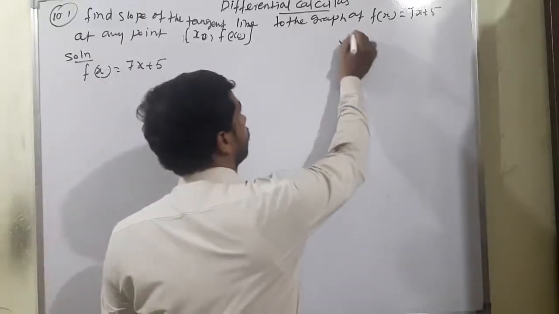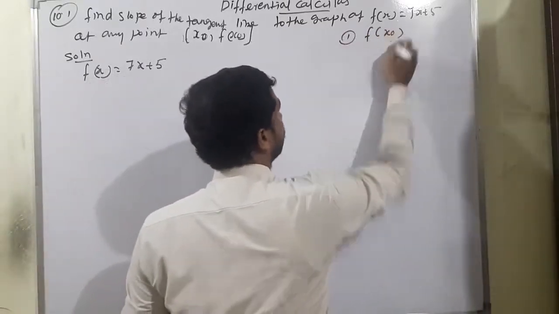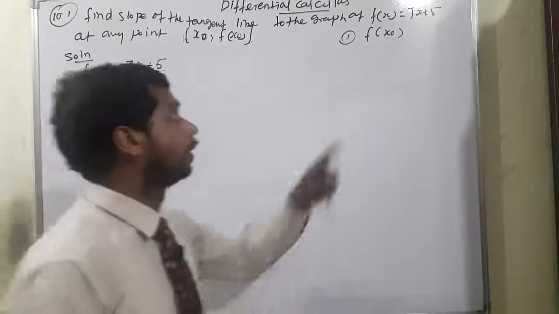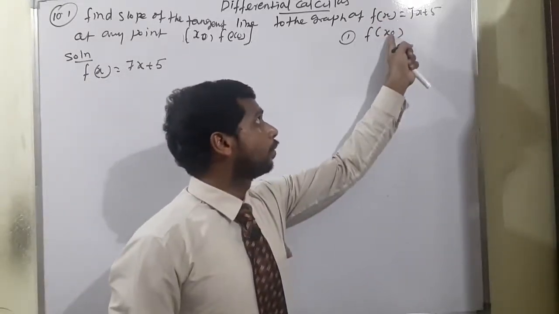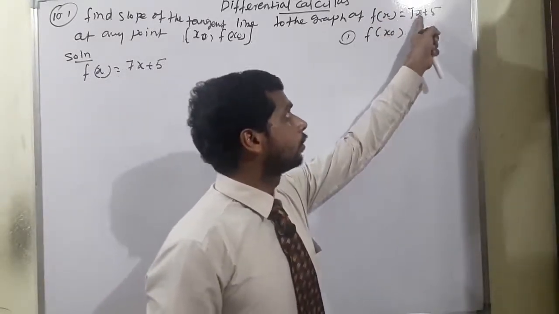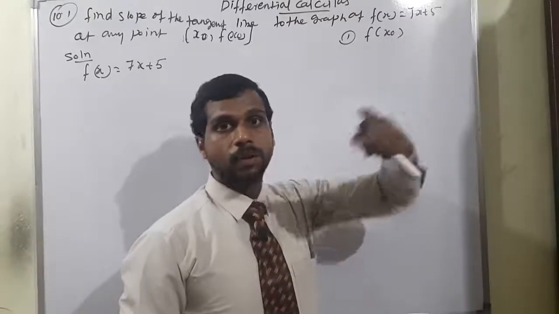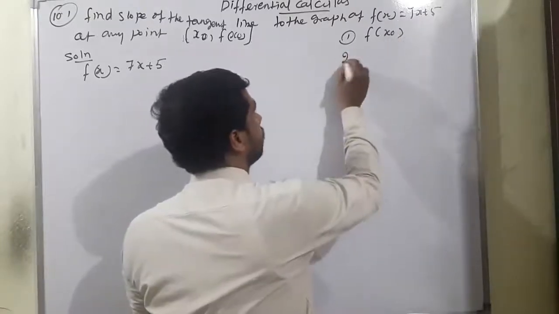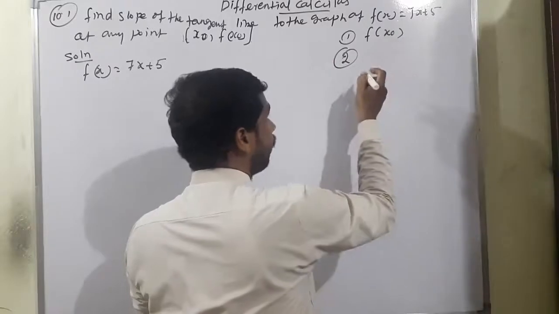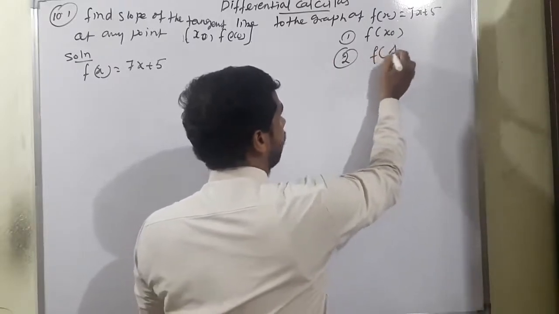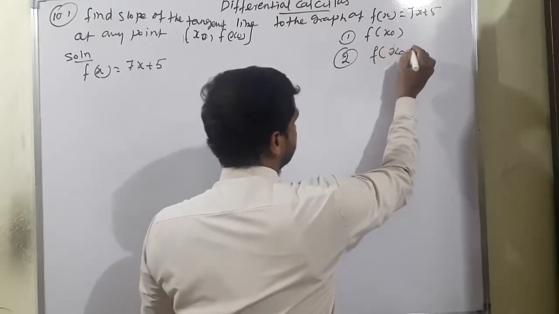Step number 1: consider f of x naught. Converting f of x to x naught, the expression changes to 7 x naught plus 5. Then step number 2: f of x naught, just add some value, that is, x naught as it is.